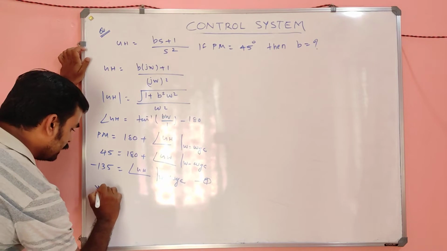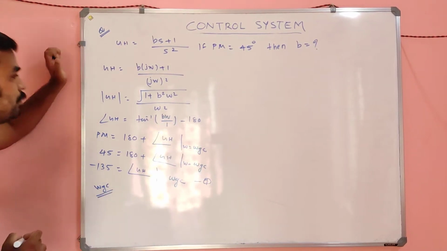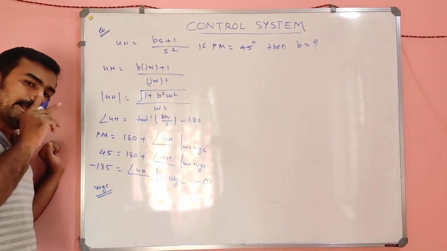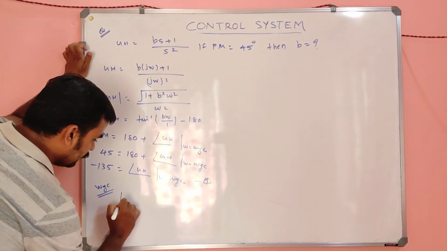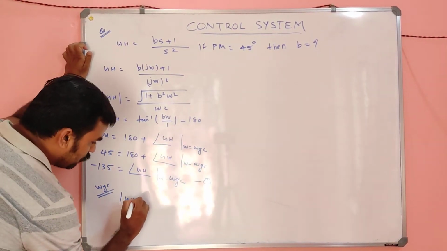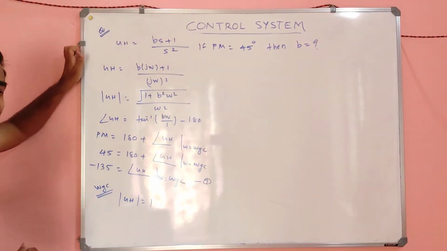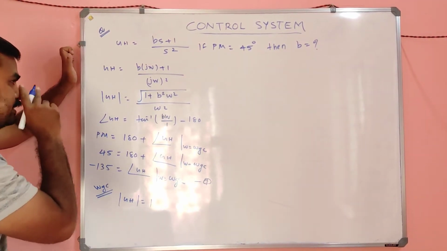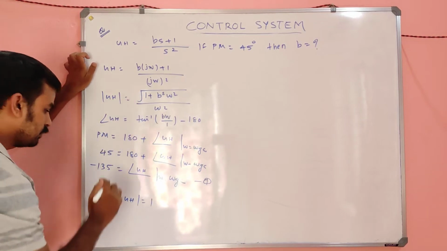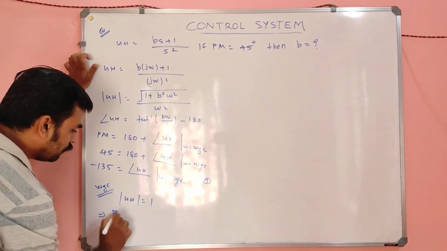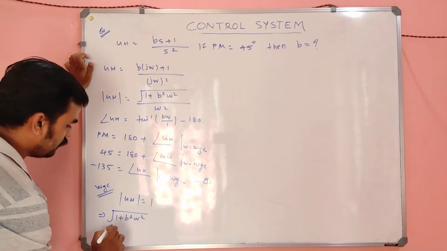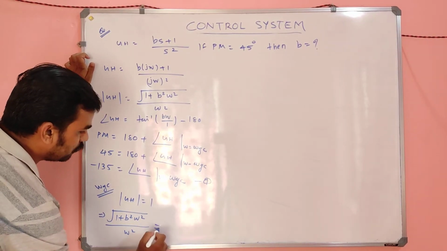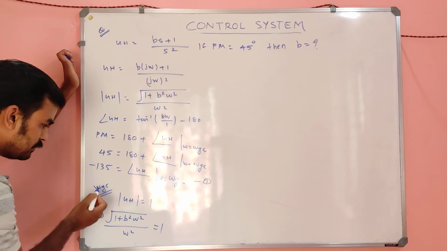We don't know this omega gc now. So what is omega gc? How can we find omega gc, my dear? Gain crossover frequency. How can we find that? The frequency at which the magnitude of GH is equal to 1 is called the gain crossover frequency. What is the magnitude of GH, my dear? Which implies root of (1 plus B square omega square), am I right? Whole divided by omega square equal to 1. That frequency is called omega gc.